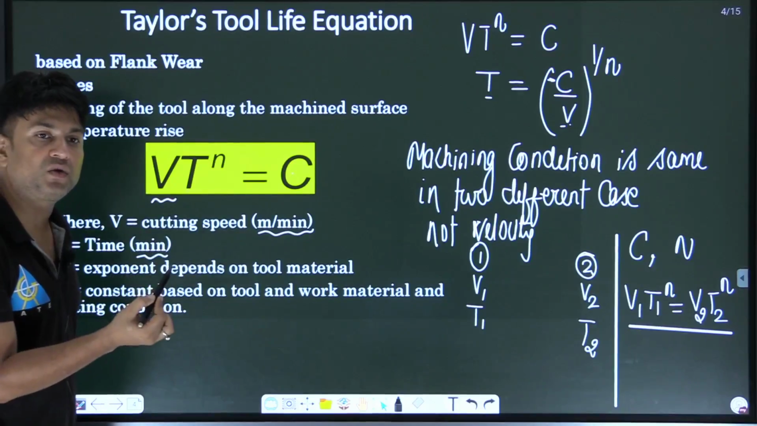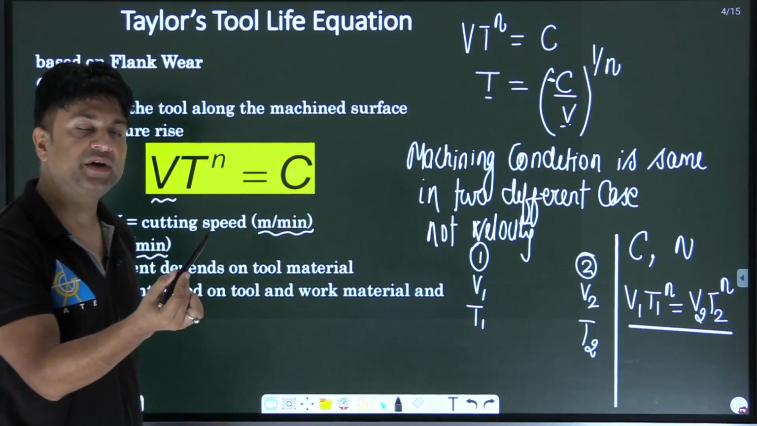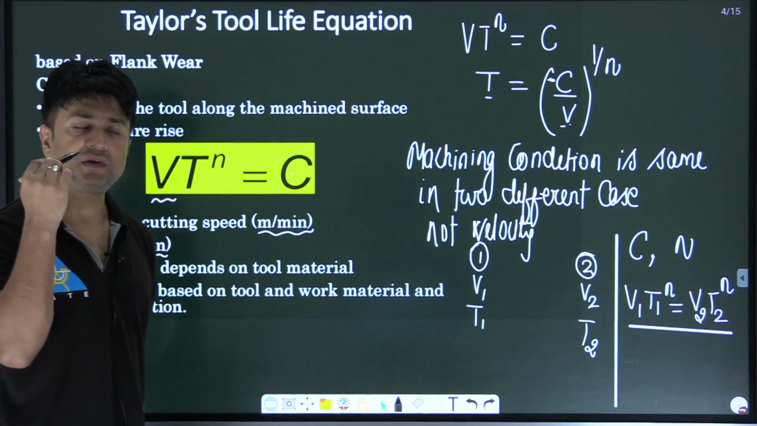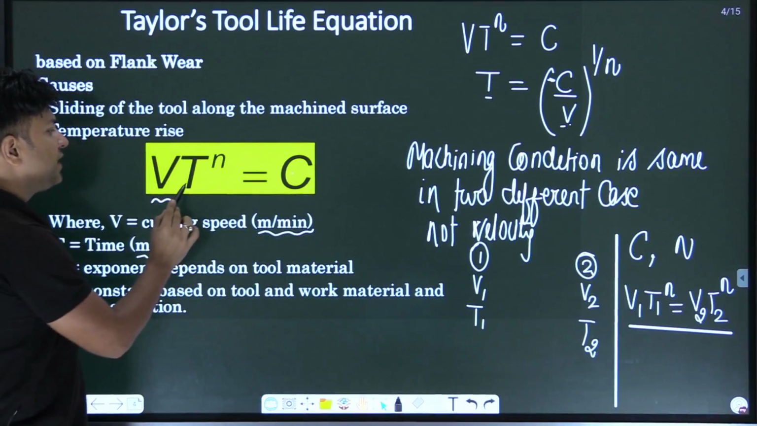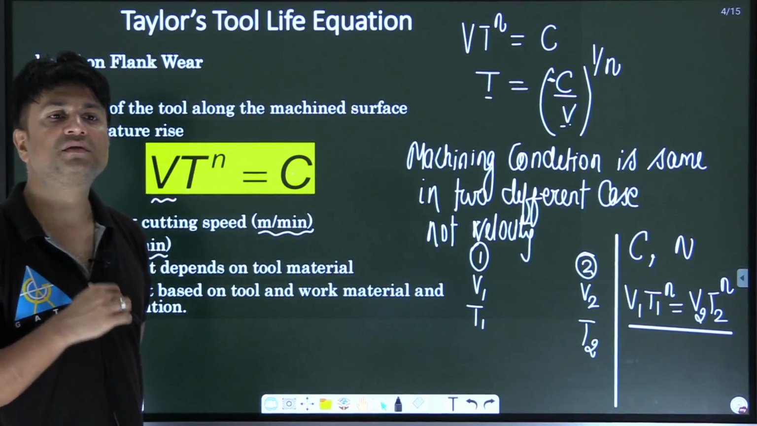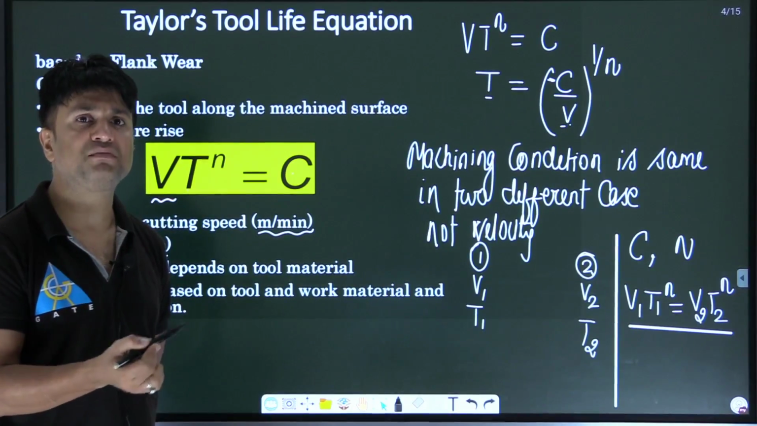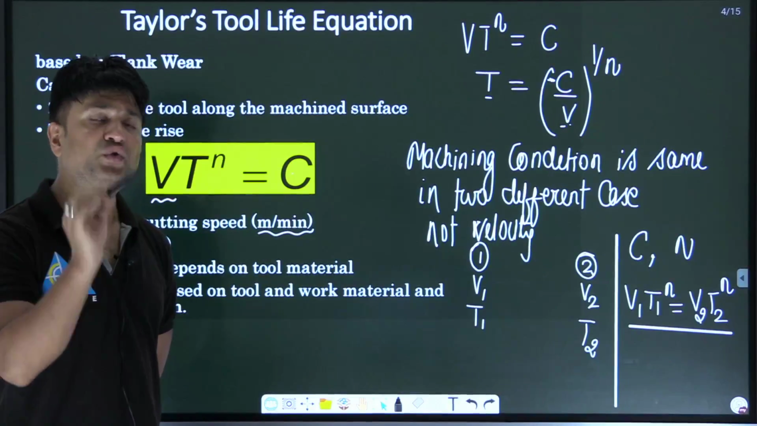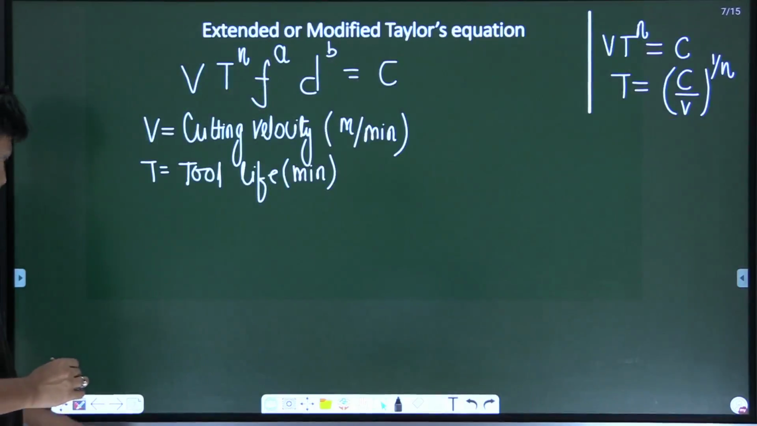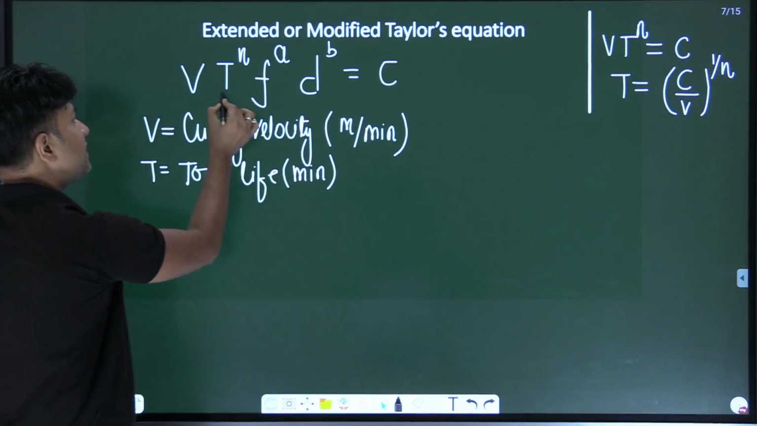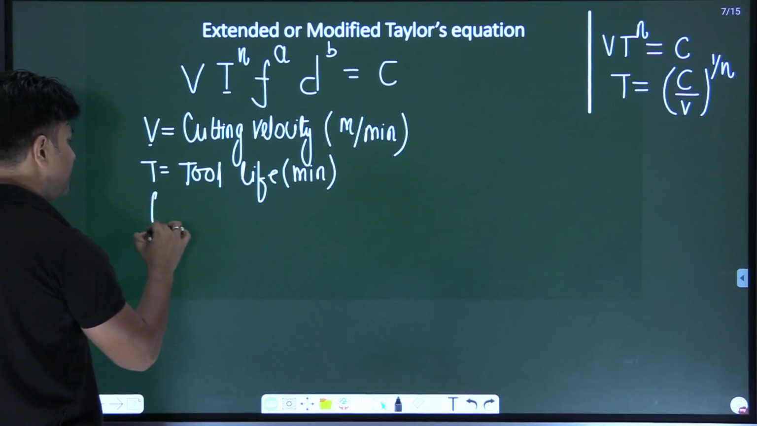Suppose you are calculating the velocity from that equation, then the unit will be meter per minute. If you calculate the tool life from that equation, then the unit of tool life will be in minute. So in the extended modified Taylor equation, T unit should be in minute, velocity unit should be meter per minute.